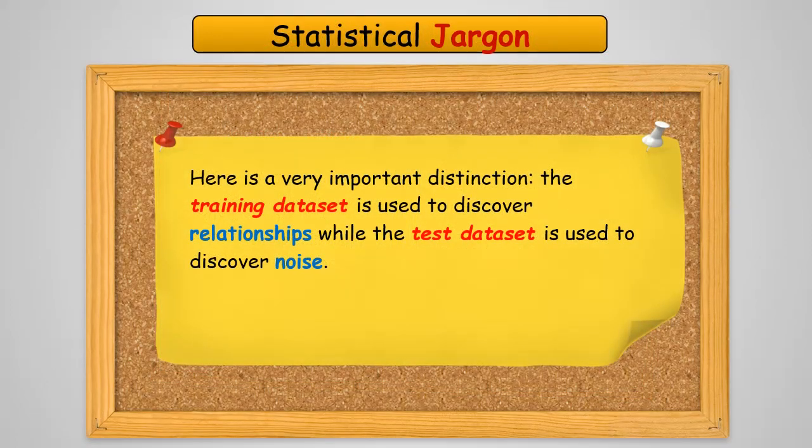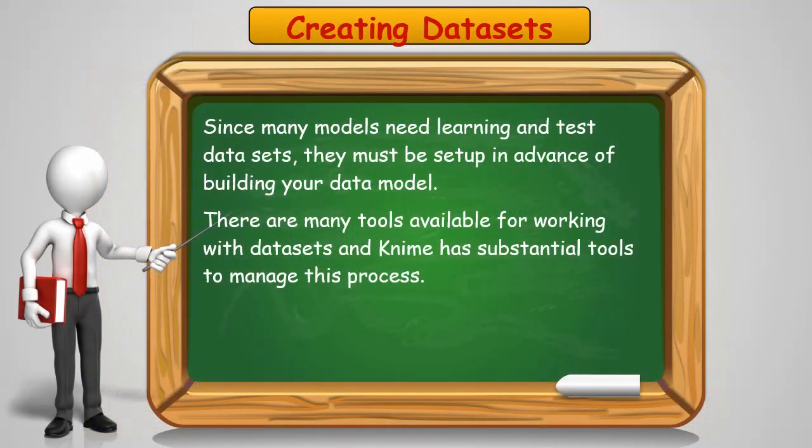This is a very important distinction. The training data set is used to discover relationships, while the test data set is used to discover noise. Noise would be referred to as attributes or features, columns in your data set that don't contribute to the actual outcome. Since all models pretty much need a learning and a test data set, they need to be set up in advance of building your data model.